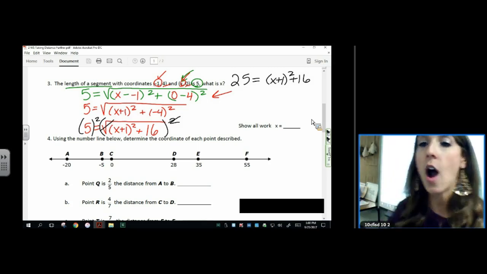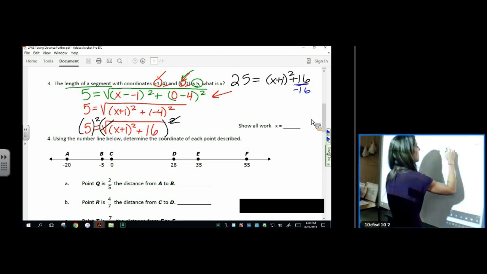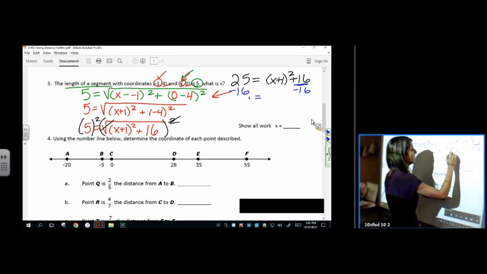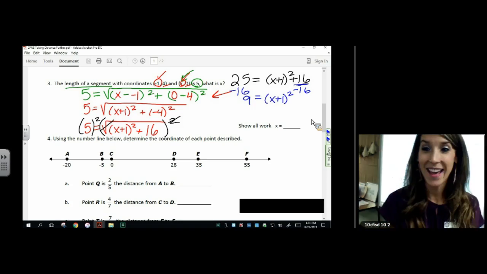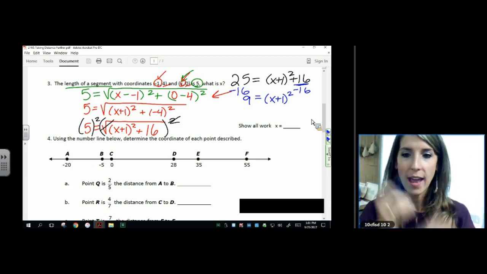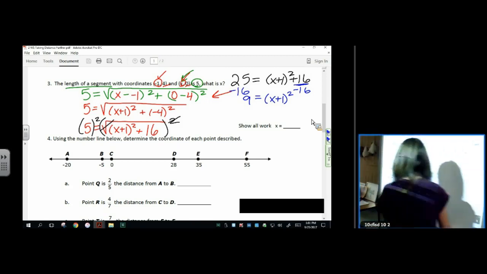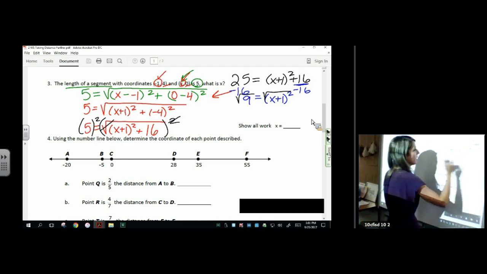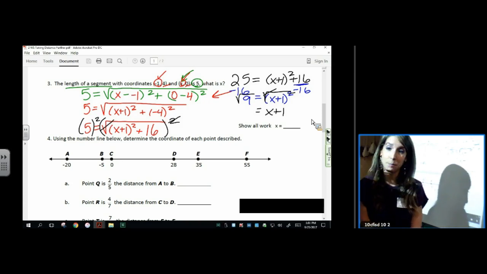To solve for x, you do the opposite of what's being done to it. Right now, I see a plus 16. I'm going to do the opposite of that, minus 16. So we get what? 9 equals. Okay, we're getting close. Now I need to undo what's being done to x. It says x plus 1 squared. So now I need to undo squaring something. Here we go again. To undo squaring something, you square root. Whatever you do to one side, you have to do to the other. The square and the square root cancel. And this just becomes x plus 1.